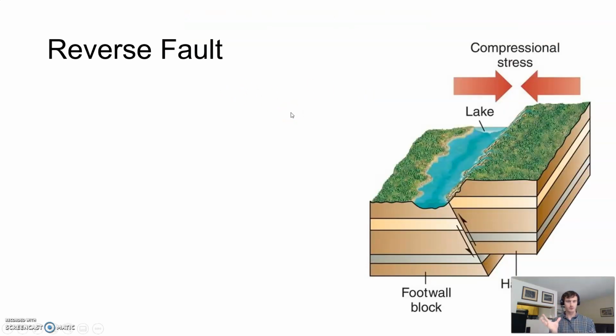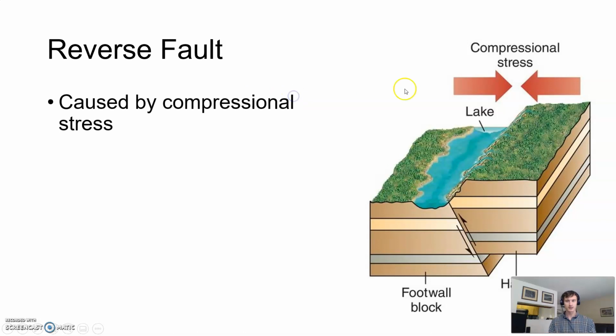You could also have a reverse fault. So it's the opposite of a normal fault. That's why we call it a reverse fault. It's a result of compressional stress. We take these two blocks and we squeeze them together until they break, and one of them moves up relative to the other. So here the hanging wall has moved up relative to the footwall.